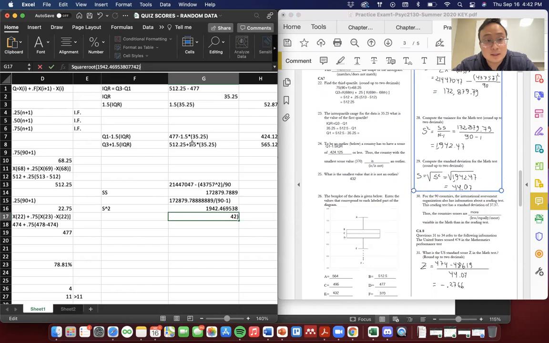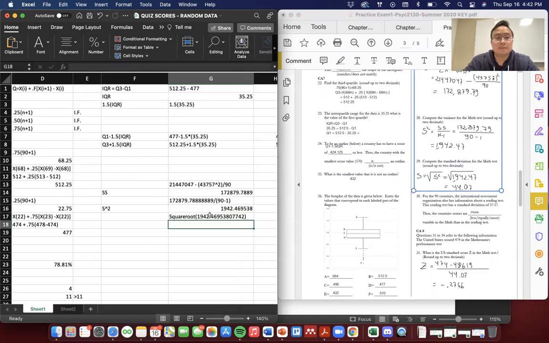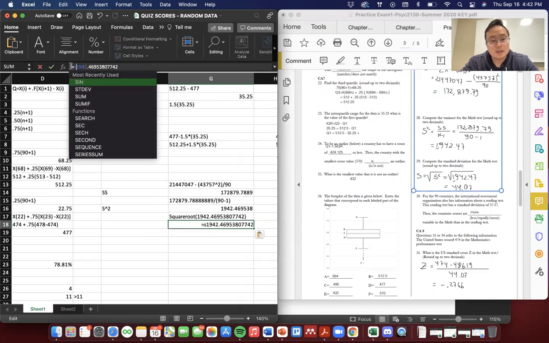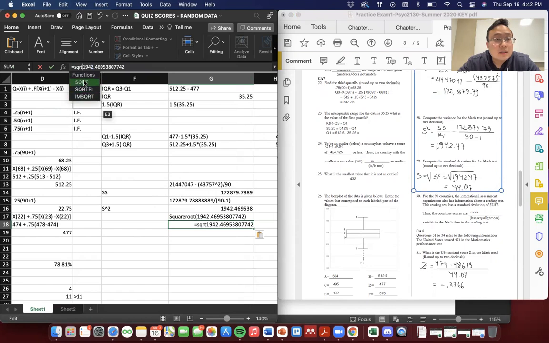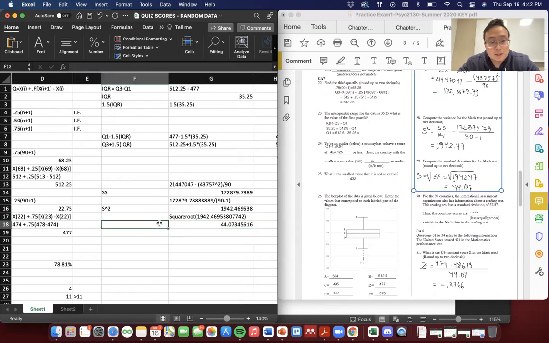I don't know how to enter that symbol into this. So it's square root of this, right? And it's SQRT. So this is our standard deviation right here. Yes. This is our standard deviation right here, 44.07.